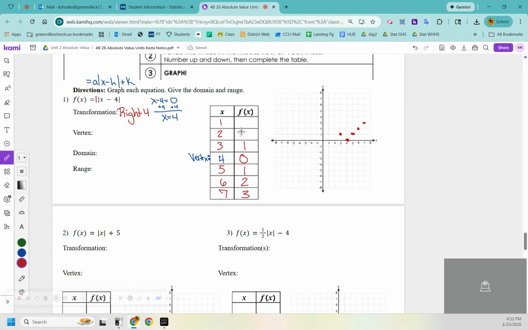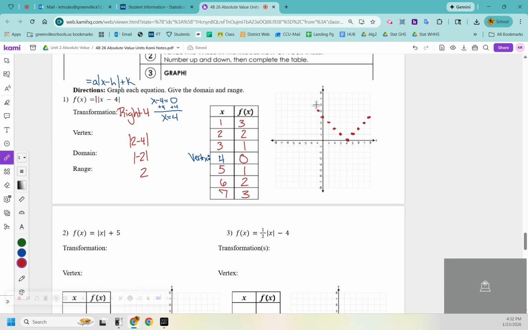And the same thing here. 2 minus 4 is negative 2, and the absolute value of negative 2 is positive 2. So you can hopefully see the pattern. After you use the slope to the right, up 1, right 1, up 1, right 1, up 1, right 1, you're going to reverse it to the left: up 1, left 1, so that you can create your V.